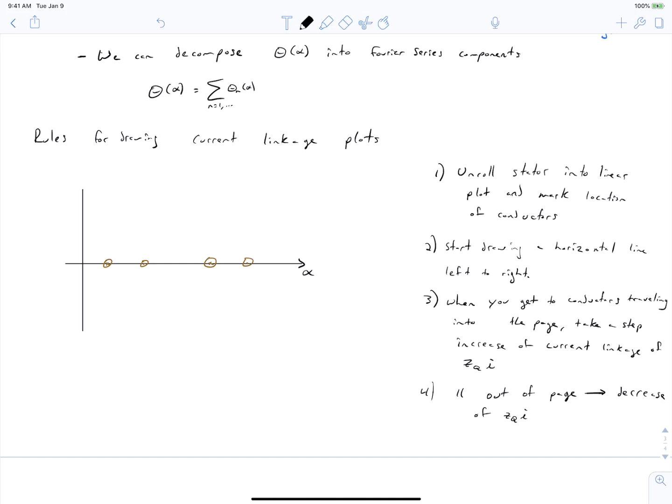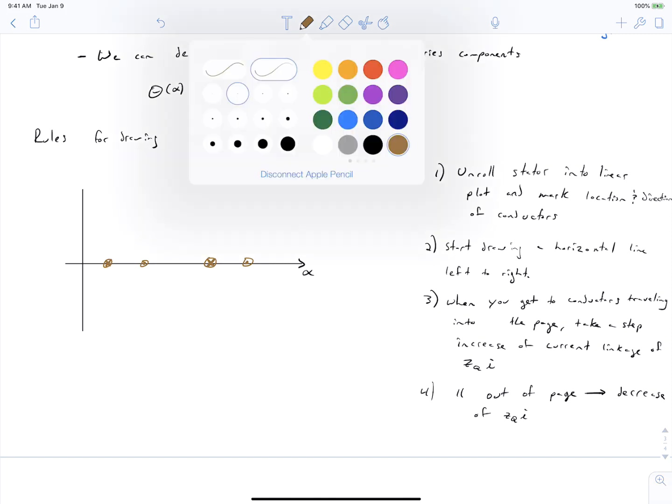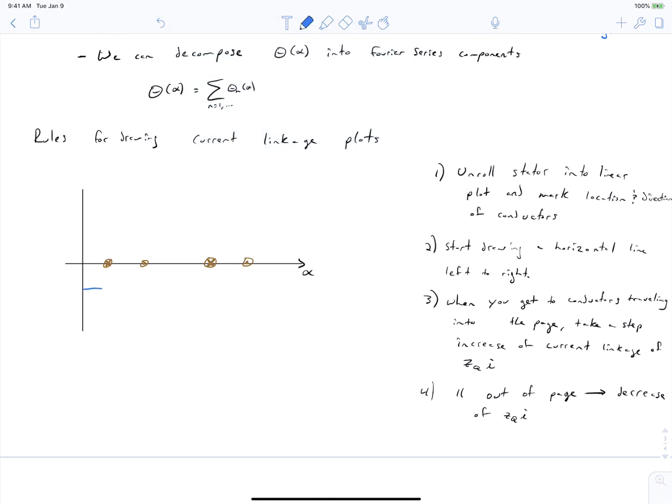Okay, so first you unroll your stator into a linear plot, and you mark the location and direction of conductors. We've already done this on this plot to the left. I hope you can see I've got X's here, here's a dot, here's another X, here's a dot. I'm going to start drawing a line from left to right, and as soon as I get to a conductor going into the page, I take a step increase of ZQi. Then I resume going left to right, and now I get to a conductor coming out of the page. I take a step decrease, and here we've got another conductor going in, so we take a step increase, and we repeat this until we get all the way through.